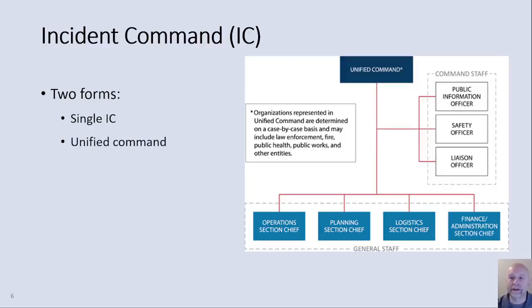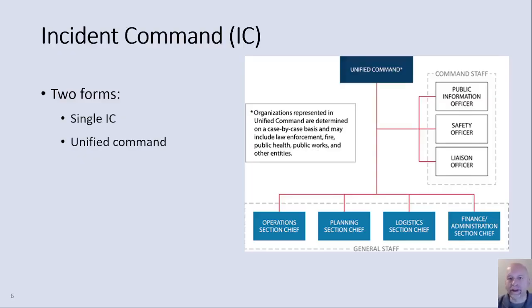The National Incident Management System defines command as the act of directing, ordering, or controlling by virtue of explicit statutory, regulatory, or delegated authority. So in using the Incident Command System to manage an incident, an incident commander is assigned. This incident commander has the authority to establish the incident objectives, to make assignments, and to order additional resources as necessary or required. So incident command comes in two forms.